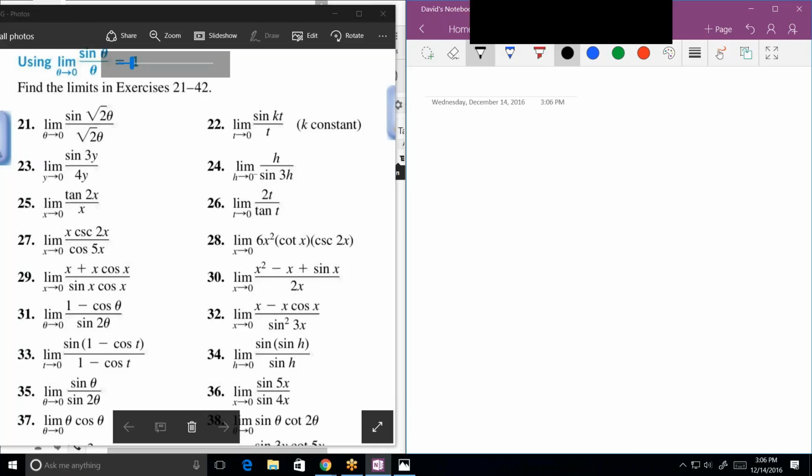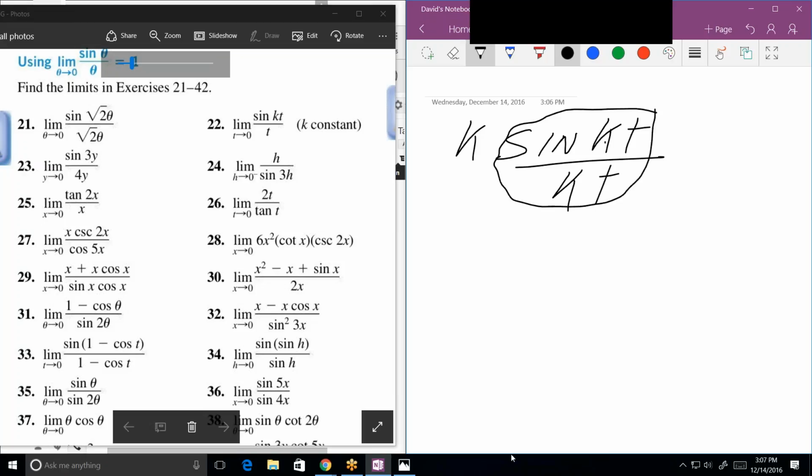22 is not quite that. K is some constant, okay? So it's not over KT, it's over T. Well, how can I make it over KT? Because if I had a K in the bottom, then I know this limit is 1. So multiply top and bottom by K. Here's the top multiplied by K. Here's the bottom multiplied by K. Now, I know what that limit is. What's that limit? It would be 1 times K. So this limit is K.